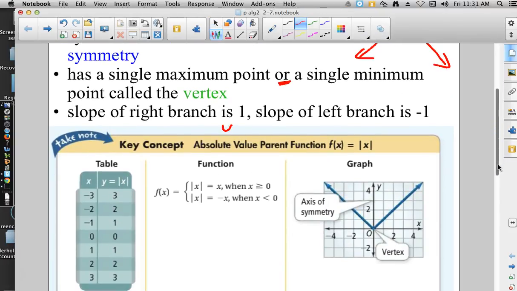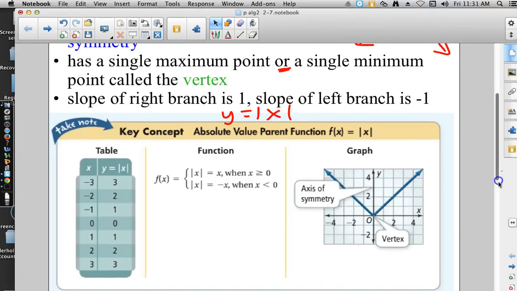Again, this is just for the absolute value of x. The left branch, negative 1. You know slope. You asked me for a couple of problems today where I graphed a couple lines with slope-intercept. You know slope. So now, absolute value parent function.